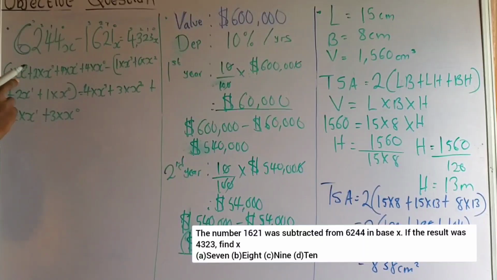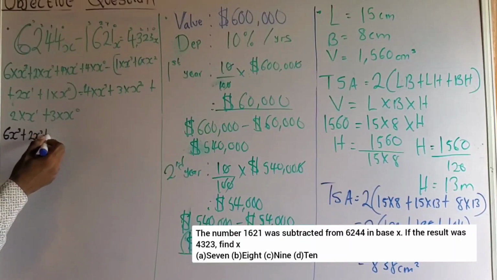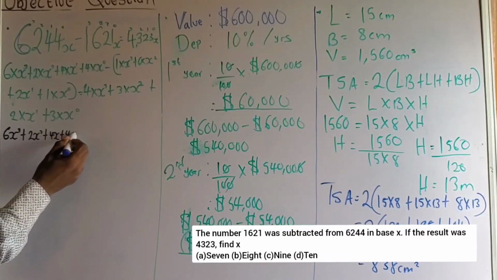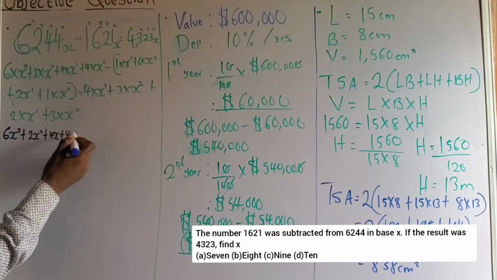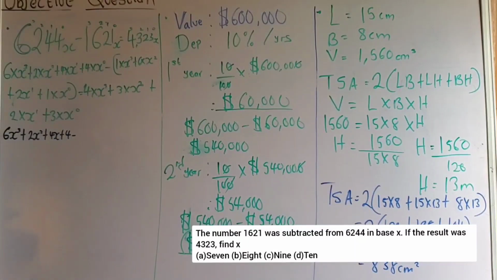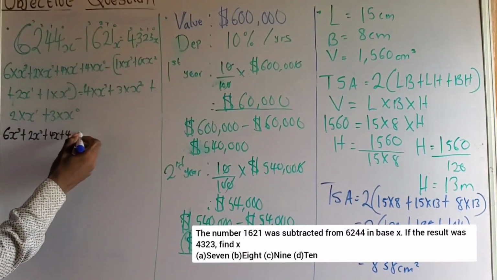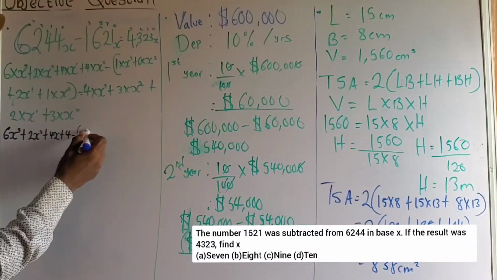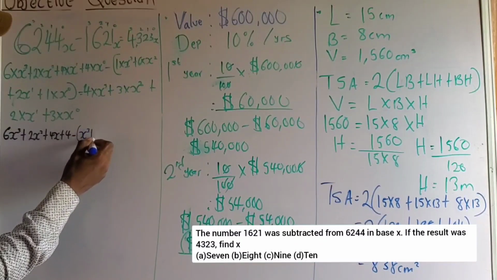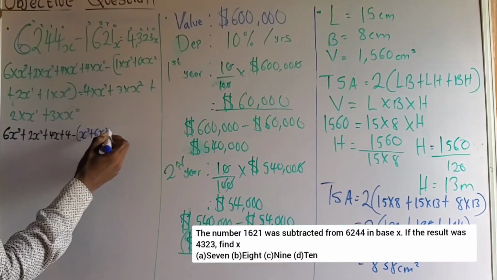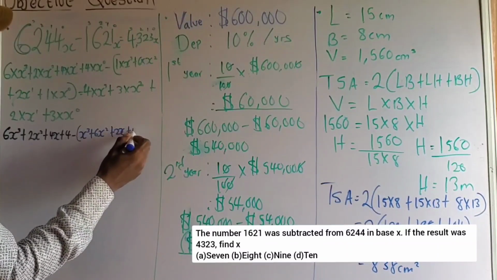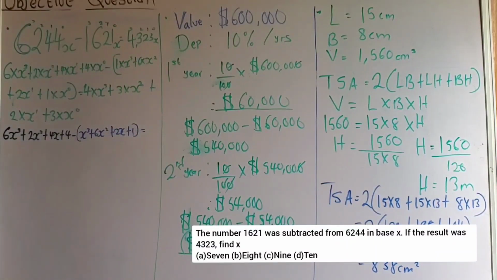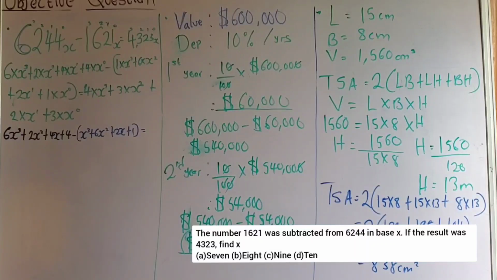Here I'm going to have 6 times x to the power of 3, that is 6x cubed, plus 2x squared plus 4x plus 4 equals, put the negative sign, 1 times x to the power of 3, that is minus x to the power of 3, plus 6x to the power of 2 plus 2x plus 1. I'm very sure you understand what I'm doing. If you didn't understand, listen to the explanation again.